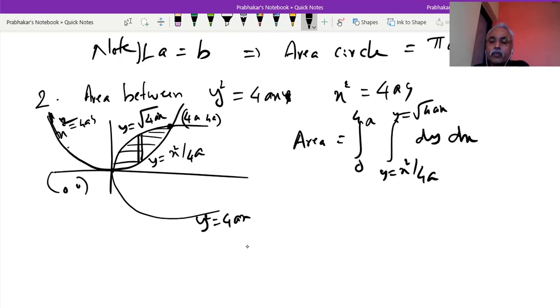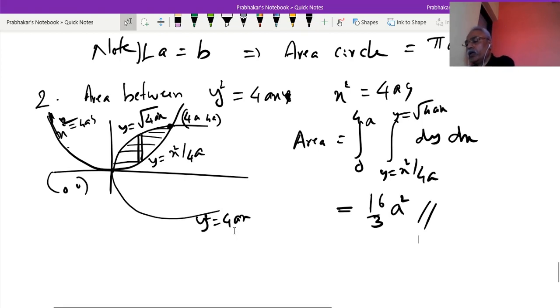So a small homework for you. So this becomes 16 by 3 a square. Many examples like this we have done. The main thing is the dy dx you are taking and the limits you are taking. That is very important.